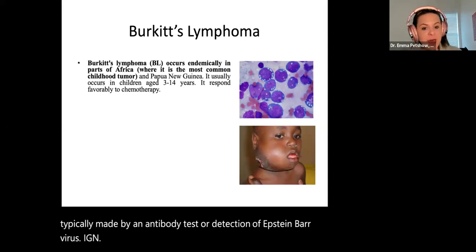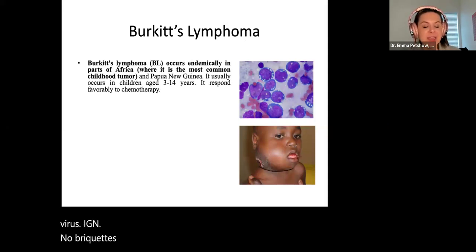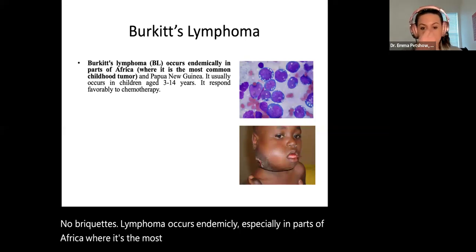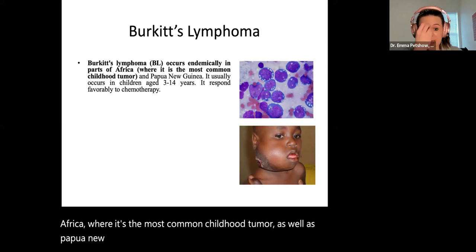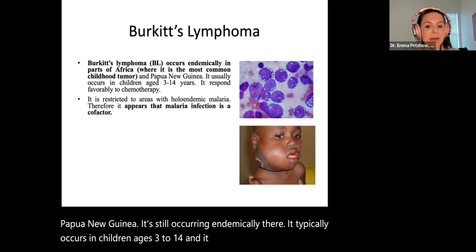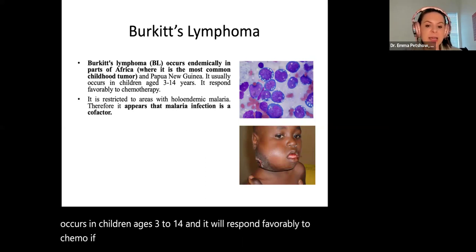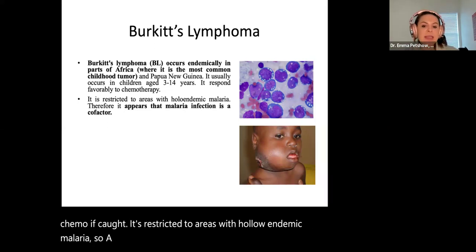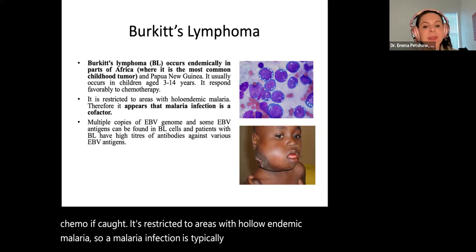Now, Burkitt's lymphoma occurs endemically, especially in parts of Africa where it's the most common childhood tumor, as well as Papua New Guinea. It's still occurring endemically there. It typically occurs in children ages 3 to 14, and it will respond favorably to chemo if caught. It's restricted to areas with holoendemic malaria. So a malaria infection is typically seen as a cofactor.